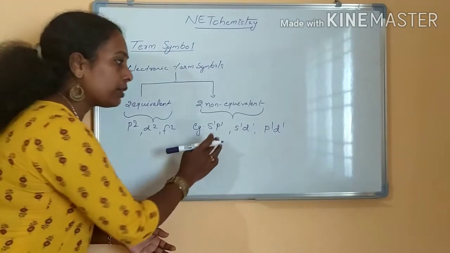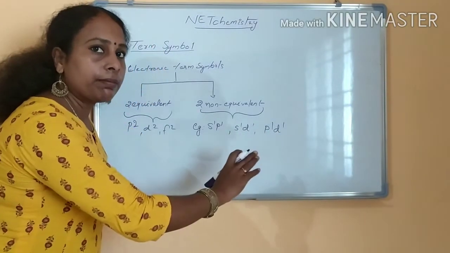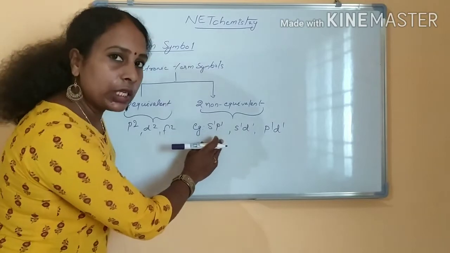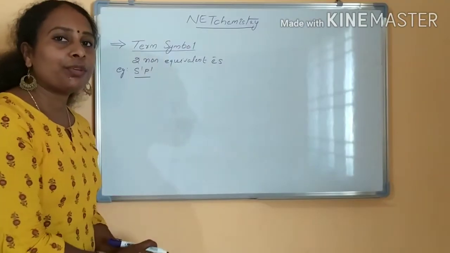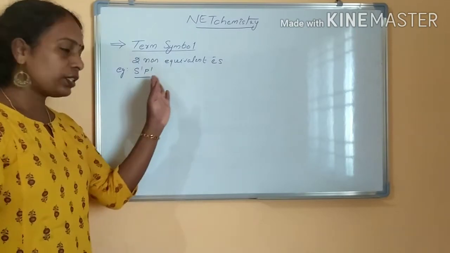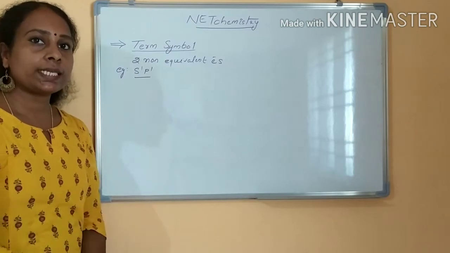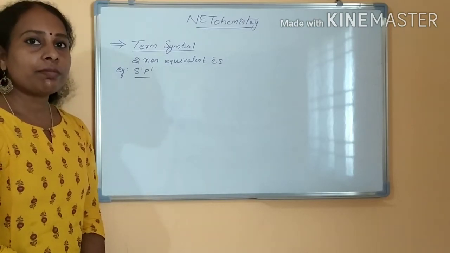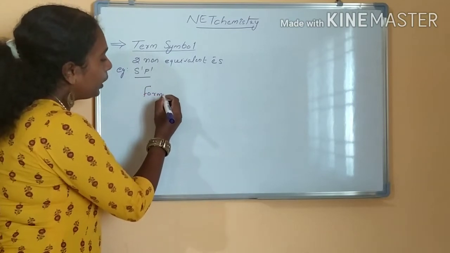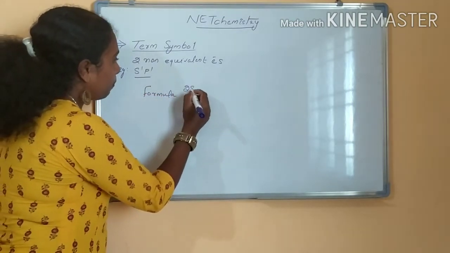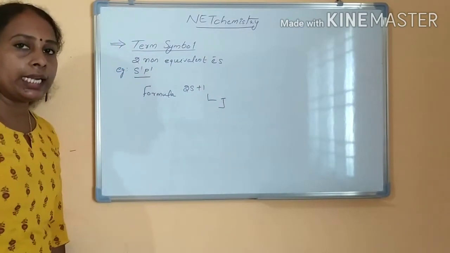What all are the s1 p1, s1 d1, p1 d1. Not only this, there are many examples you can take. So first we will see two non-equivalent electrons, s1 p1, two different orbital electrons, how it is coupling, what is the formula to calculate the term symbol. This is the formula to calculate for two non-equivalent electrons. Predict the term symbol 2S+1 L J.